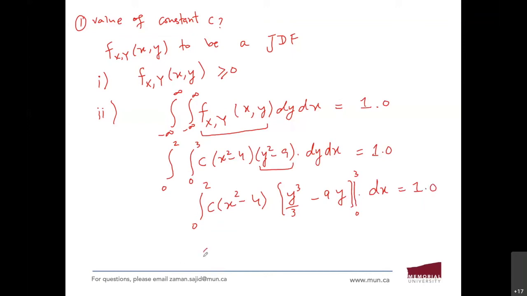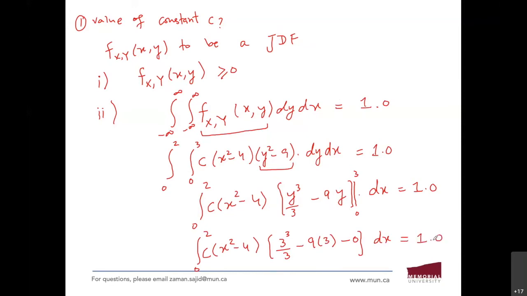It will be c times x squared minus 4, times, now I apply my limits, upper limit minus the lower limit. So the upper limit is 3 cubed over 3 minus 9 times 3. Now the lower limit is 0, so this will become 0, and 0 minus 0 will become 0, dx, and the integral will be from 0 to 2. That should be equal to 1.